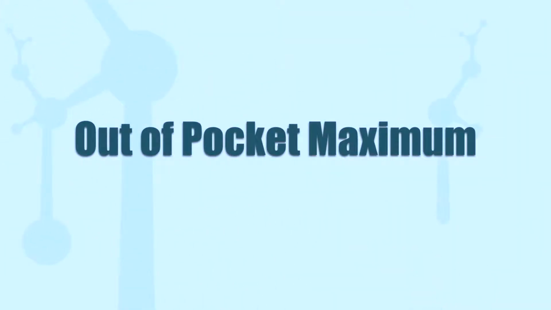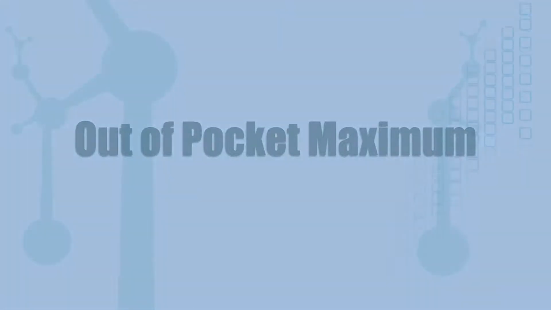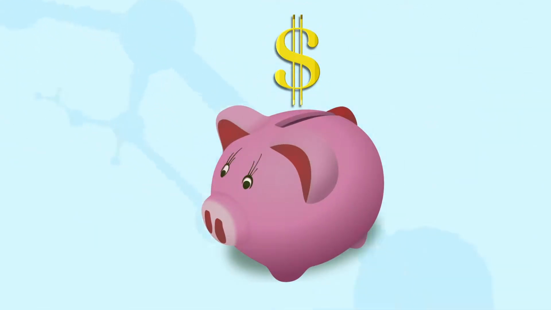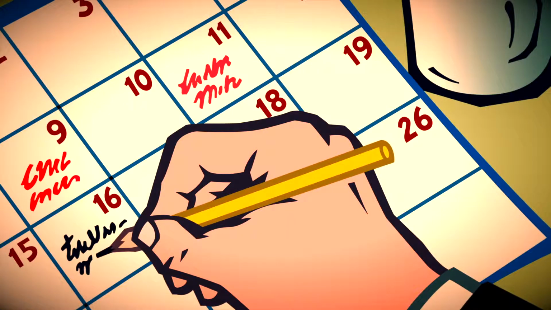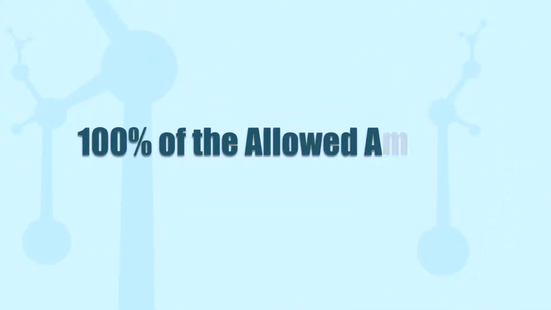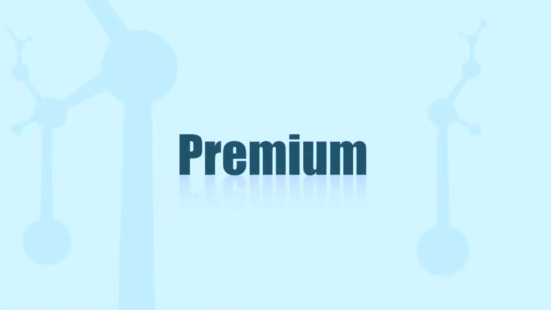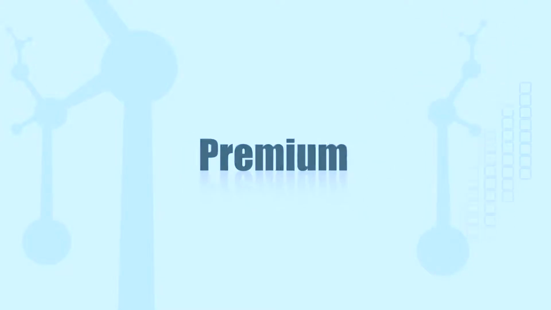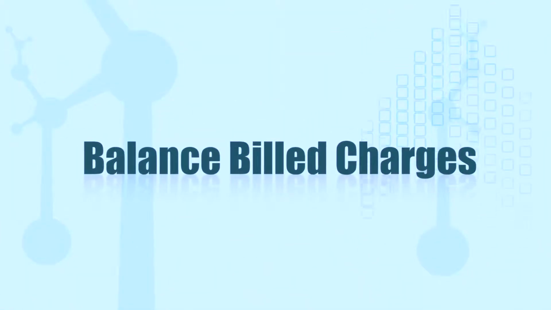Let's talk about out-of-pocket maximum. Your policy has another important provision that helps reduce the amount of money you may have to pay for larger claims. The out-of-pocket maximum provision limits the most you would be responsible for during any 1 year. This is the most you pay during a policy period annually before your health insurance or plan begins to pay 100% of the allowed amount. This limit never includes your premium, balance billed charges, or health care your health insurance or plan doesn't cover.